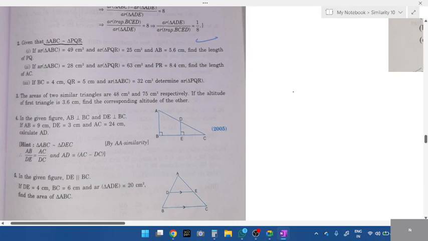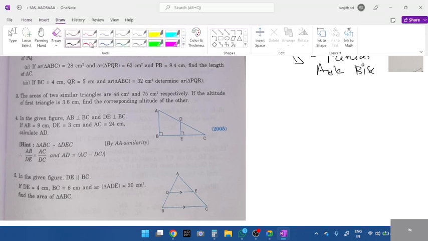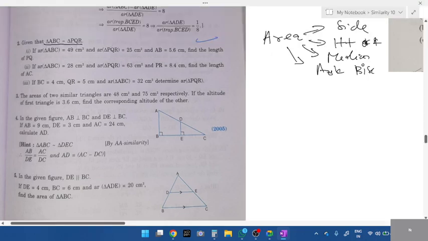All of you will read the question. What are the combinations I told you all? Area along with side, then area with height and altitude. Height or altitude. Area and median. Area and angle bisector. So those who are attentive in the morning session, you'll be able to understand. If not, you won't know, all the students. Now look at the third question. What is given? Area along with area. Side is given or what?